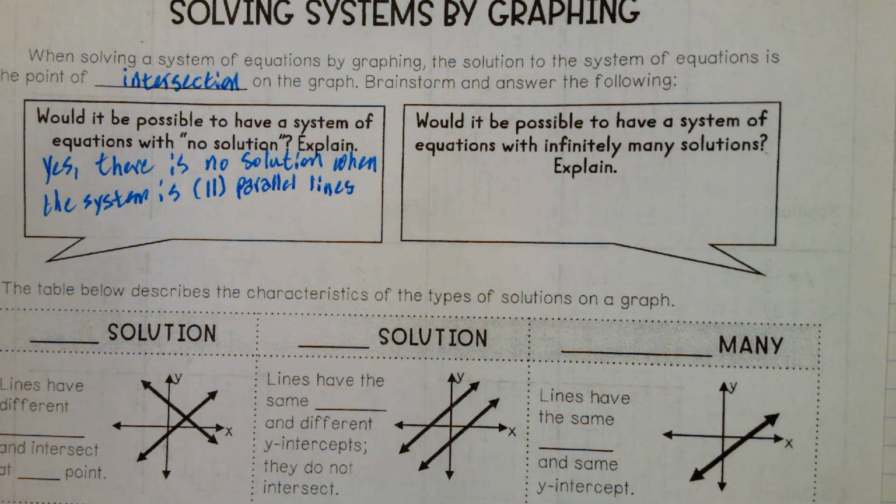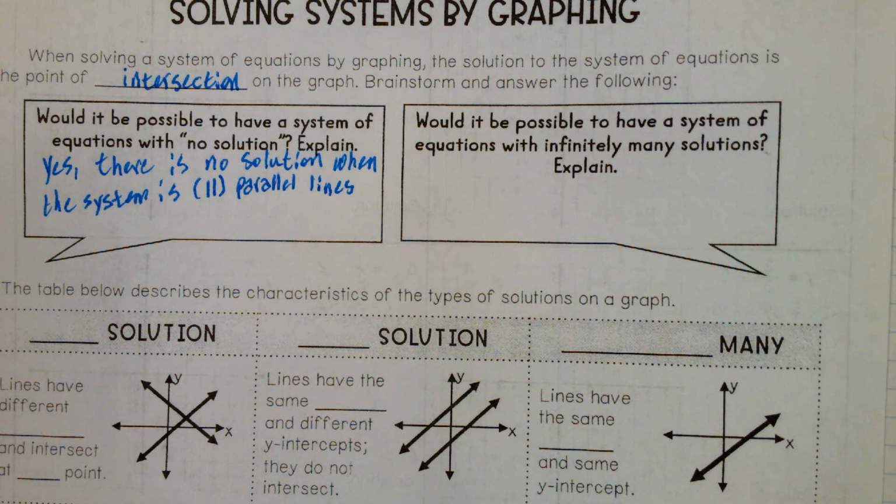Would it be possible, our second little bubble there, to have a system of equations with infinitely many solutions? Again, let's go back to the thought that when two lines touch once, that's one solution. When two lines are parallel, now we know that's no solution. How can you get infinitely many solutions? Enough that you can't count them all, ever. Remember, every touch of the lines is a solution. How could they touch infinitely many times?